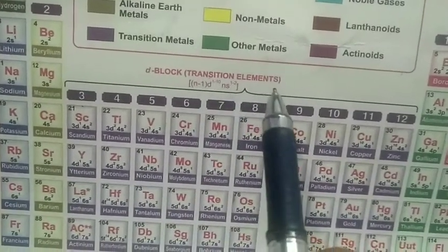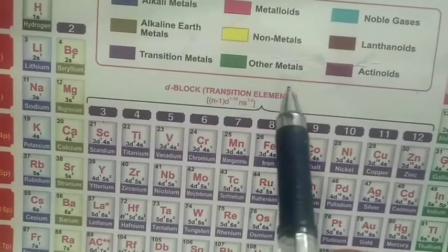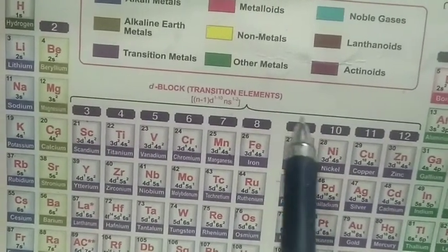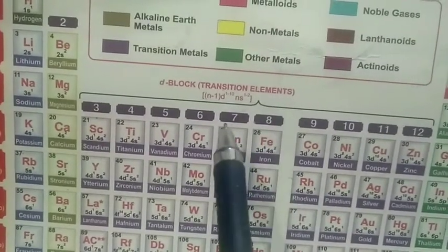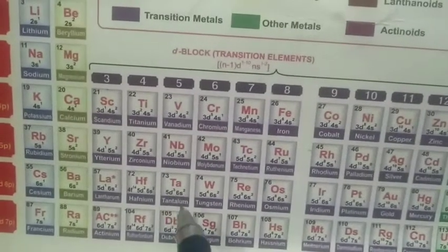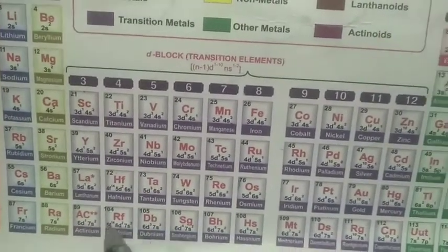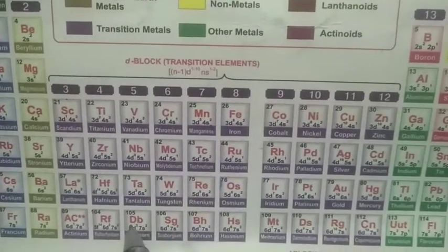They are also called transition elements because they have incompletely filled d orbitals in their ground state or in any of their oxidation states. There are 4 transition series in the d block. Characteristics of d block elements.